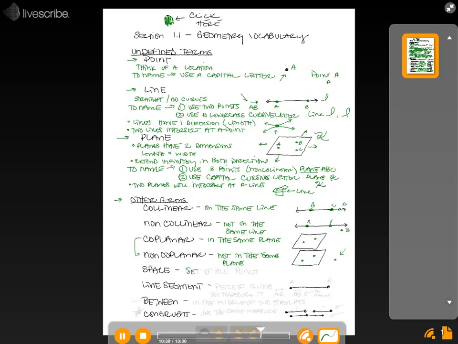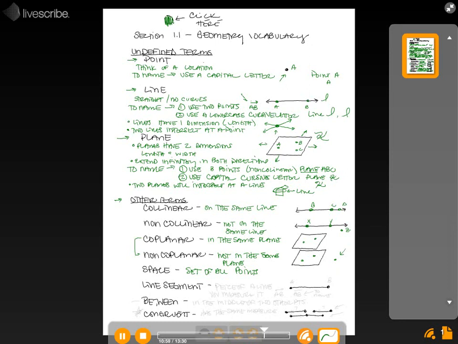Space is just the set of all points. Points, remember we said think about them as locations. There's a whole bunch of points in there. I can pick any spot I want and say, well, there's a point, there's a point, there's a point. Space is all of those points put together, so it's everything.